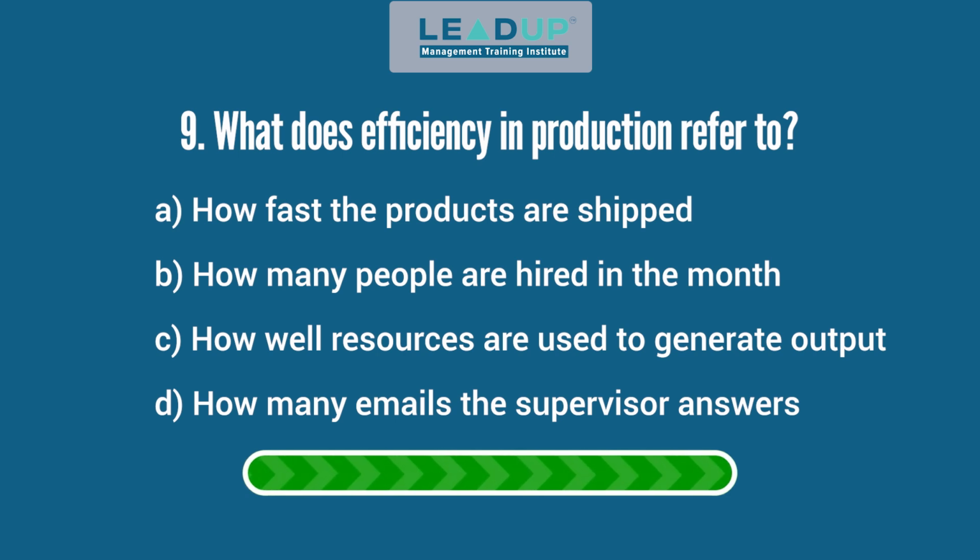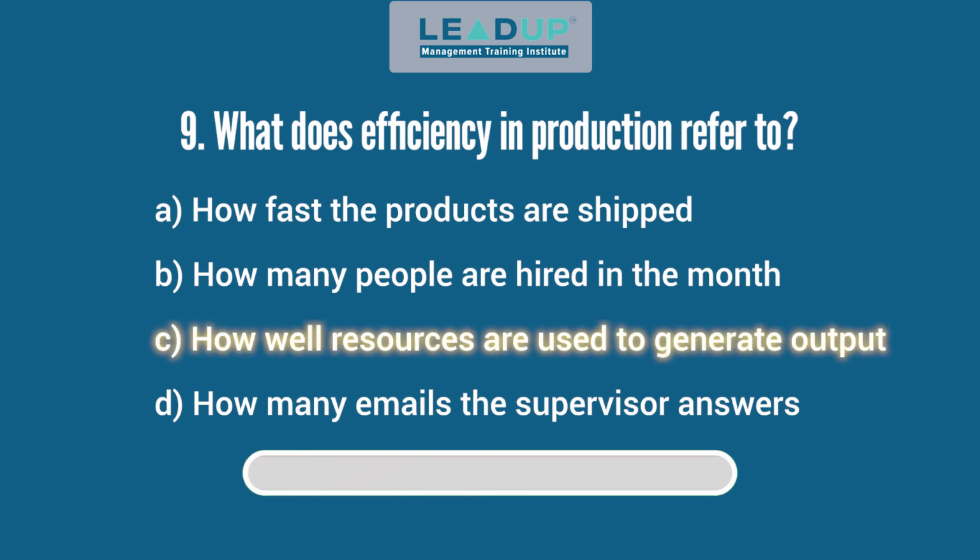Question 9. What does efficiency in production refer to? A. How fast the products are shipped. B. How many people are hired in the month. C. How well resources are used to generate output. And D. How many emails the supervisor answers. Answer: how well resources are used to generate output.